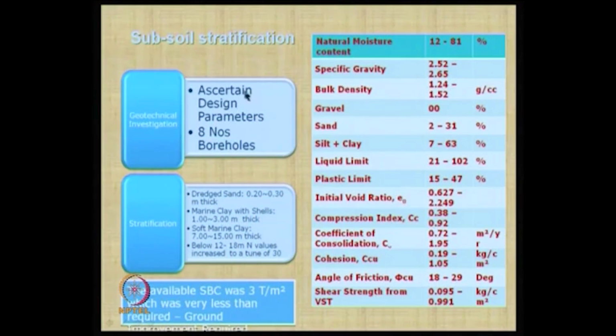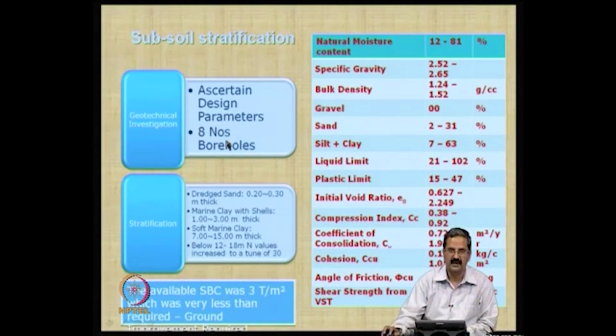So, the way they did it was that they had design parameters to ascertain the conditions. A number of boreholes were made, and you can see stratification, in fact a dredged sand which exists at the top layers, marine clay 1 to 3 meters, soft soil 7 to 15 meters, below again N value reasonably okay. So, the available bearing capacity was about 3 ton per meter square, which was less than the required value. Okay.